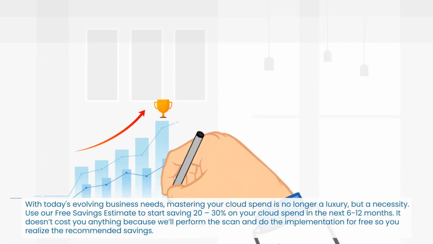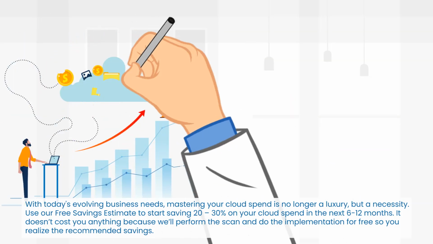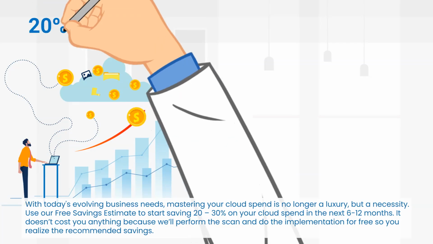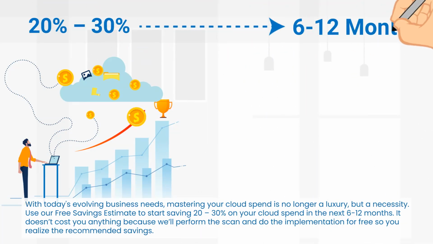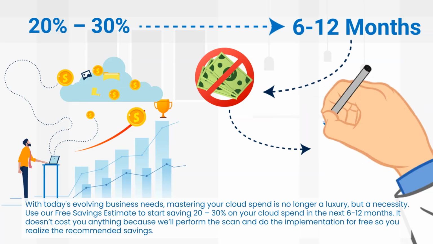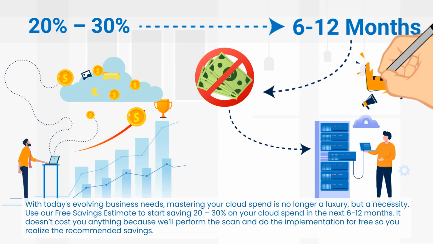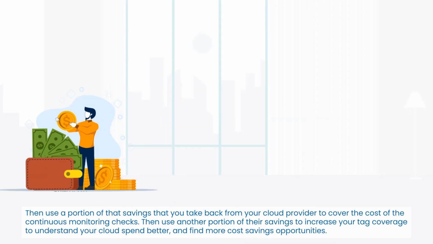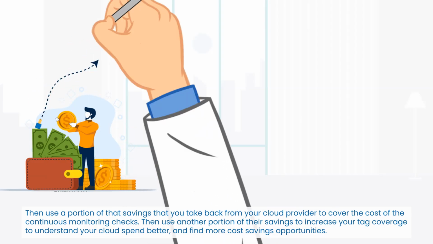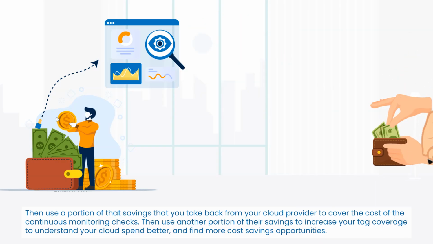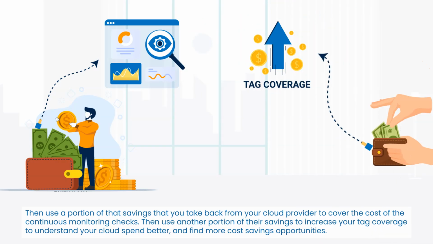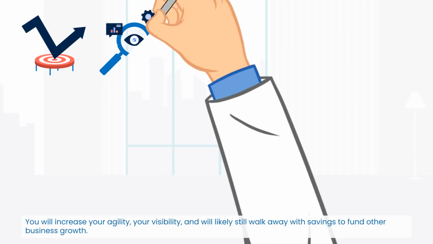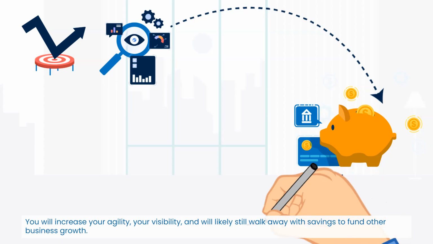With today's evolving business needs, mastering your cloud spend is no longer a luxury, but a necessity. Use our free savings estimate to start saving 20 to 30% on your cloud bill in the next 6 to 12 months. It doesn't cost you anything because we'll perform the scan and do the implementation for free so you realize the recommended savings. You can then use a portion of that savings that you take back from your cloud provider to cover the cost of the continuous monitoring checks. Then use another portion of that savings to increase your tag coverage to understand your cloud spend better and find more cost savings opportunities. You will increase your agility, your visibility, and will likely still walk away with savings to fund other business growth.